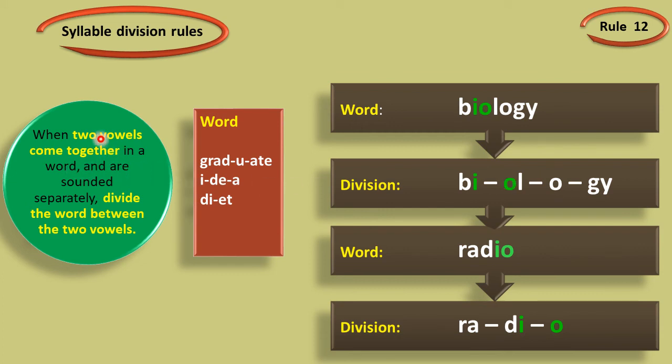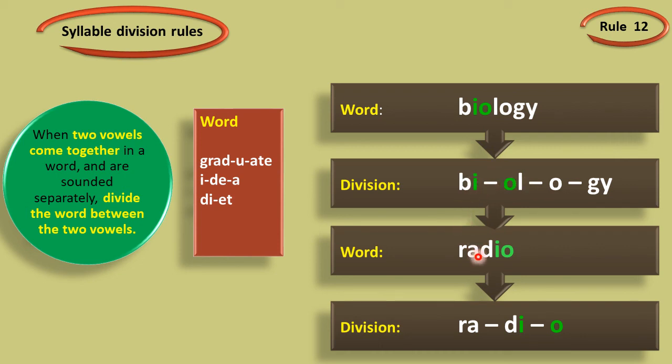And what is the rule? If the two vowels come together in a word and are sounded separately, and I is represented by one vowel, O is represented by another vowel. Of course, we have vowel teams. Vowel teams are represented by only one vowel sound, and here IO is not a vowel team. Do you understand? IO is not a vowel team. I is represented by one vowel and O is represented by another vowel. So then, where is the division? Divide the word between the two vowels. Then the division is in between the two vowels.